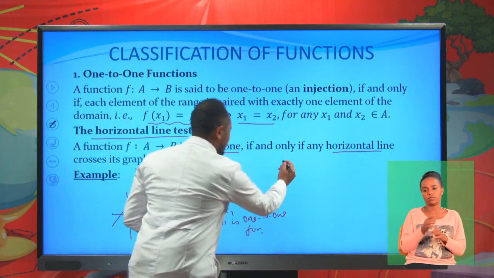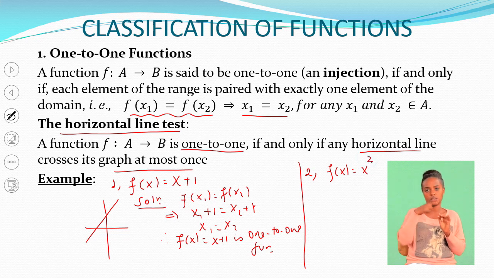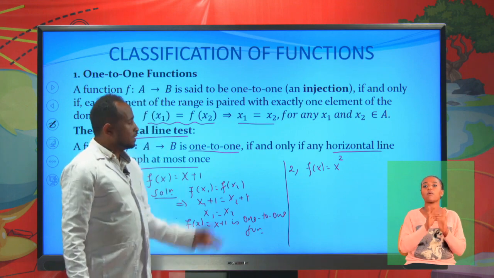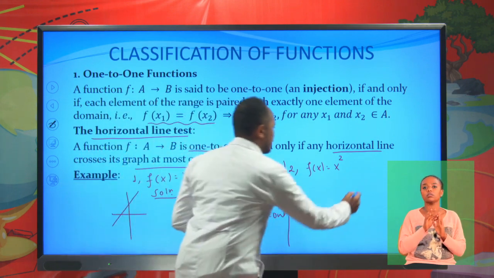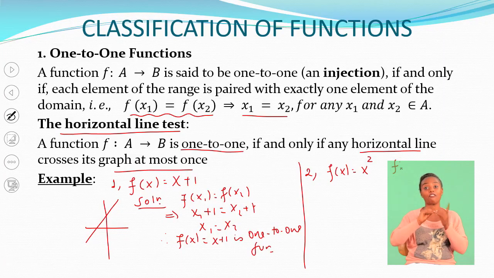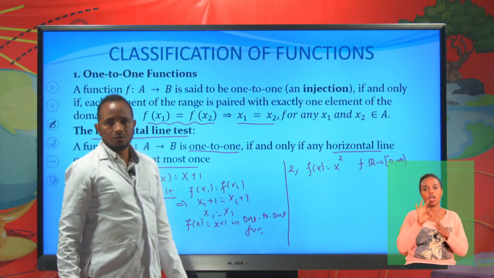Now, let's see the second example. Let's take f(x) given by x squared, where f is defined from the real numbers to the numbers from 0 to infinity. Say that f(x) equals x squared.